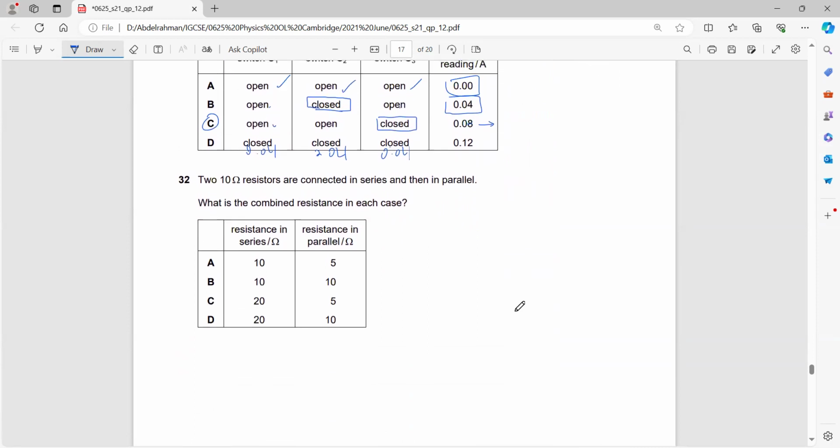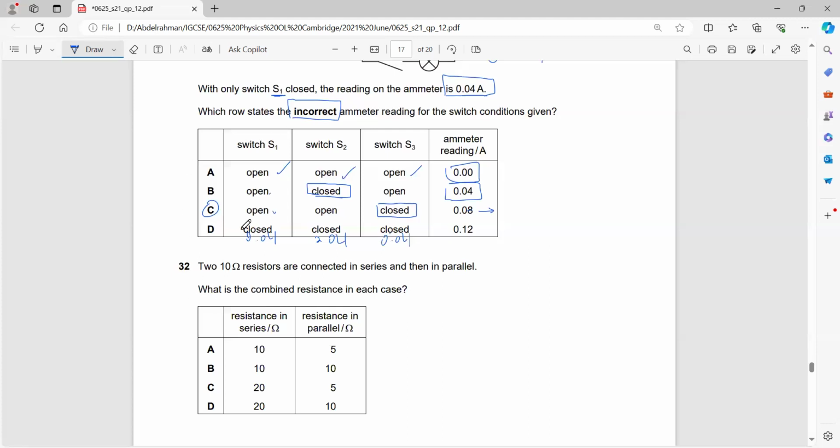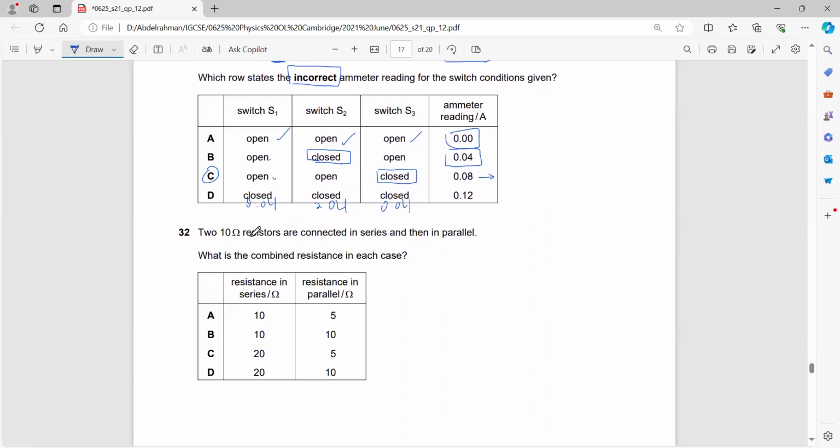If you have two resistors, each with a reading of 10 ohms, if you combine them in series, which answer is correct? You should choose C. Question 31 should be C. If you combine them in series, we know that you should add the resistance. It would be 20 ohms.